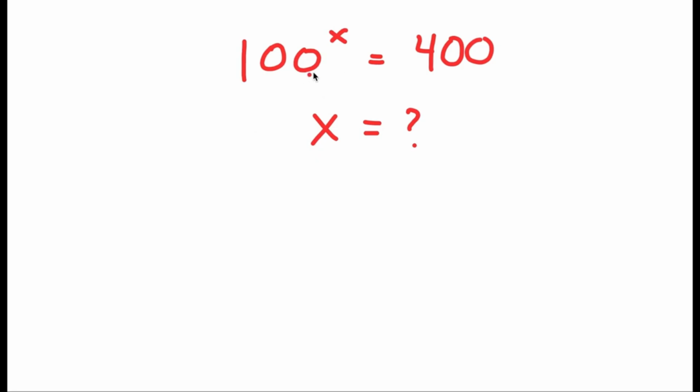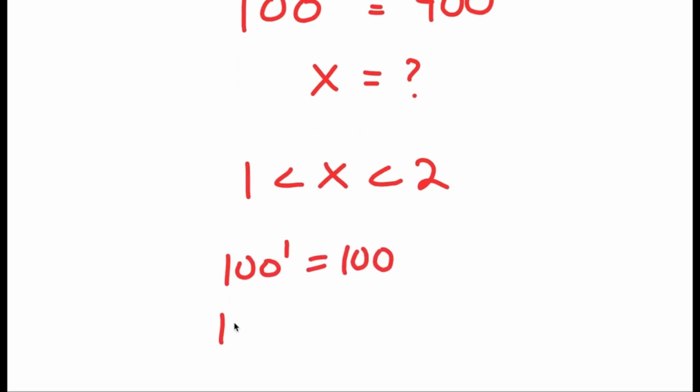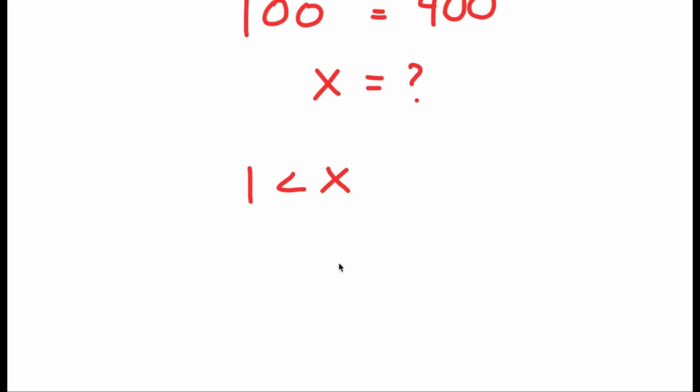So we see that x is going to be in between 1 and 2 because 100 to the power of 1 is 100 and 100 to the power of 2 is 10,000. So it's going to be closer to 1 than it is to 2, but it's going to be somewhere in the range of 1 and 2.